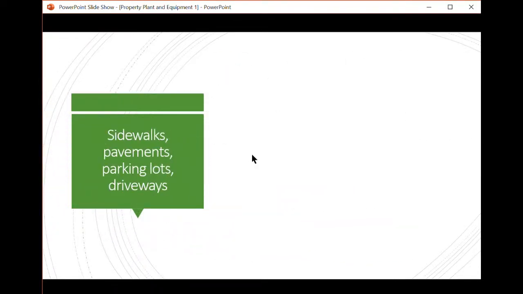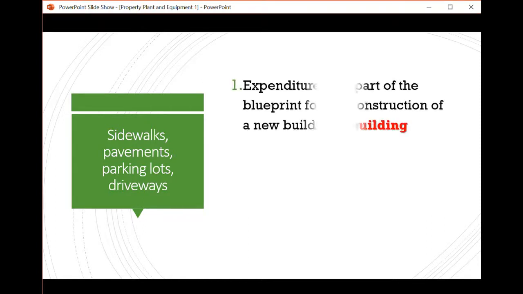Then you have again sidewalks, pavements, parking lots, and driveways. Unsa ganina sila? So these are part of the building if they are included in the blueprint for the construction of the new building. Kung naa siya mismo sa sulod sa building, for example, parking lot nga naa sa sulod sa building.